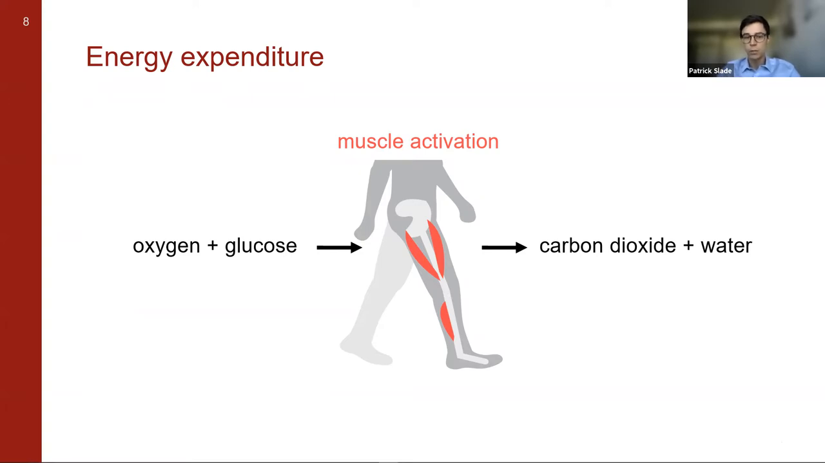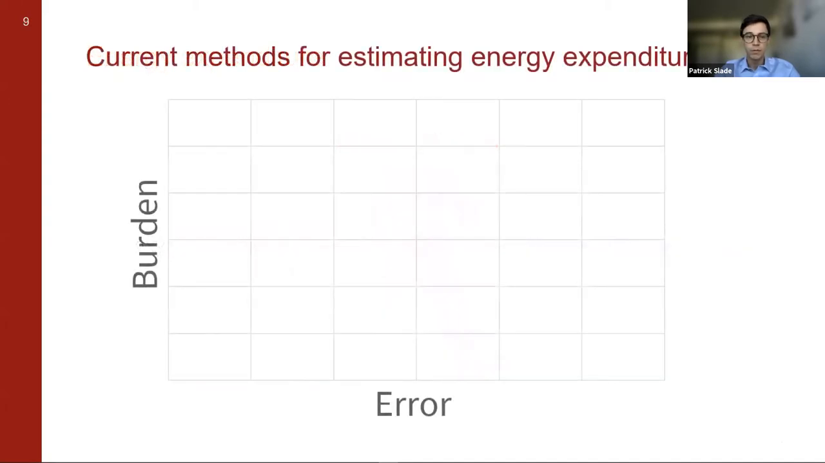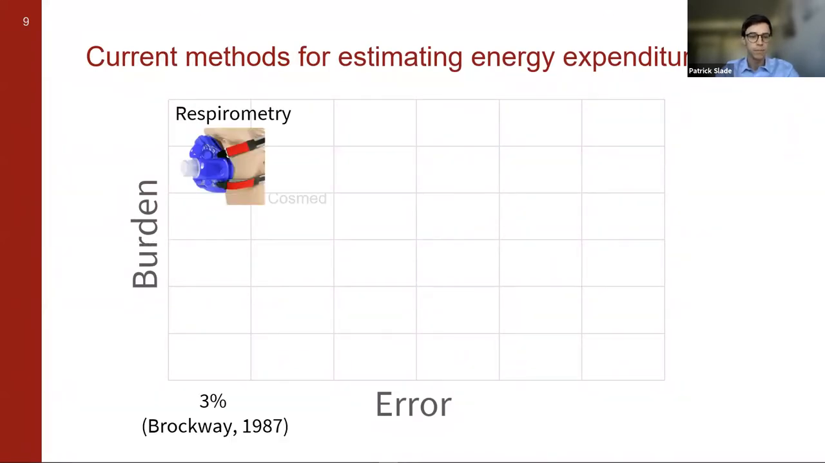And so here we'll come to this point throughout the talk that energy is expended by muscles to produce movement. And so when we think about the current methods for estimating energy expenditure, we see a wide range of solutions. On one end of the spectrum, we have a lab-based measure called respirometry. And this is a big mask that you wear, and it measures the oxygen that you're breathing in and the carbon dioxide that you're breathing out. And it allows you to get a very accurate estimate of the energy you're expending, about 3% error.